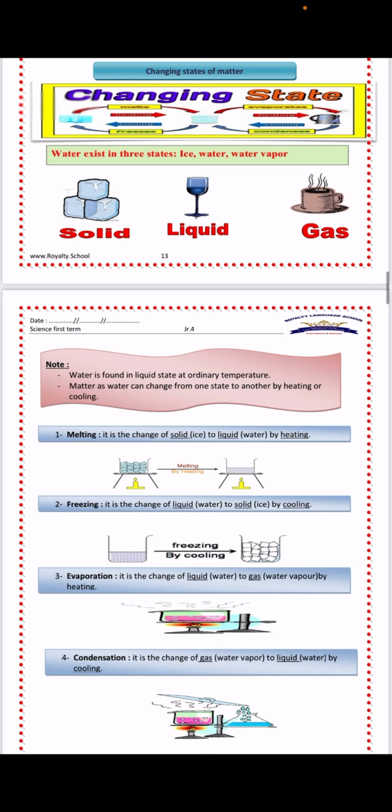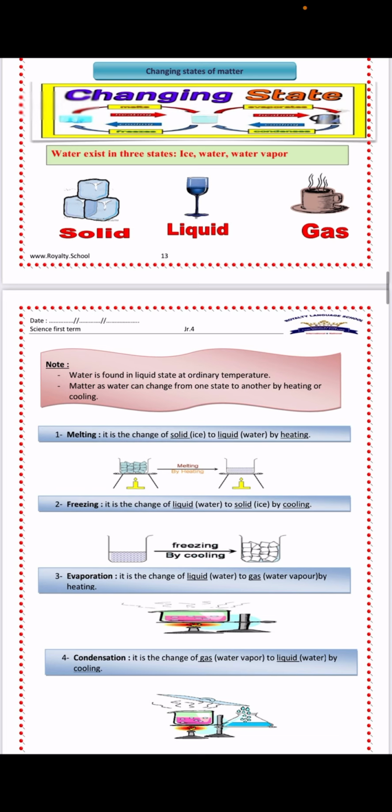Today we'll do a revision on the second part of Lesson 2, Matter States and its Changes. Matter exists in three states: solid, liquid, and gaseous. The changing states of matter: matter can be changed from the solid state to the liquid state, from the liquid state to the gaseous state, from the gaseous state back to the liquid state, and from the liquid state back to the solid state.